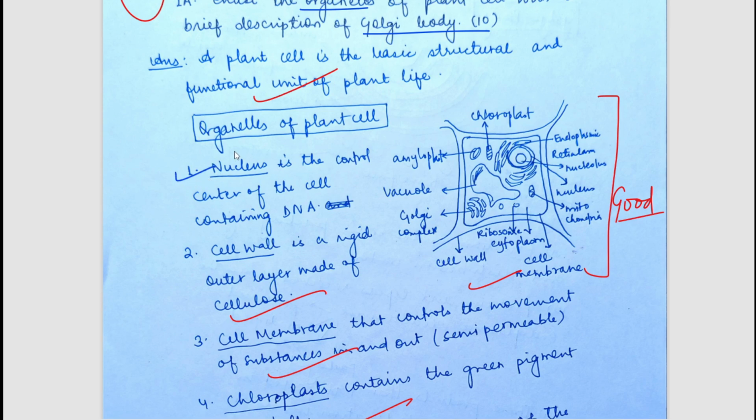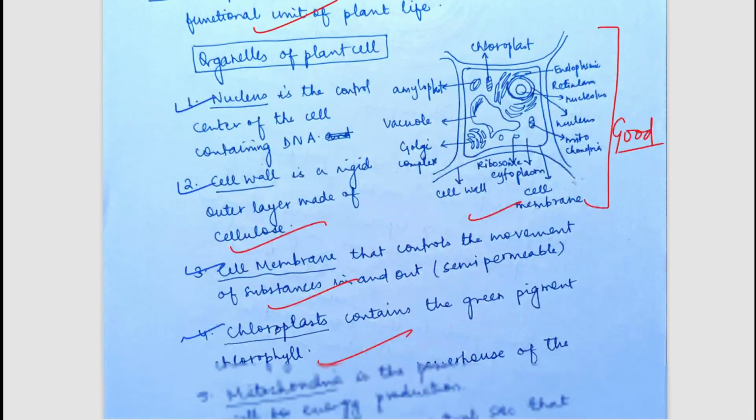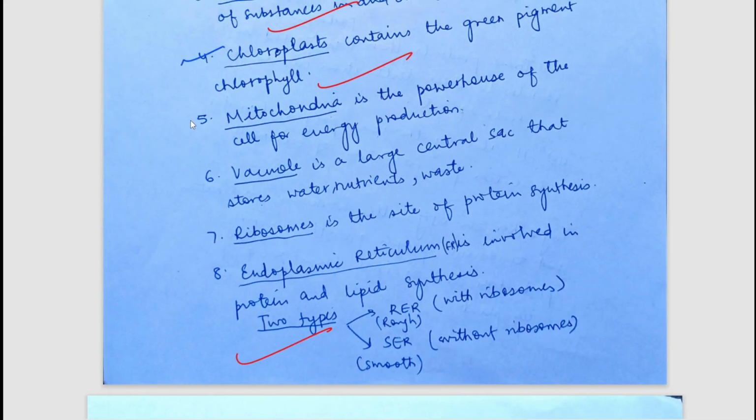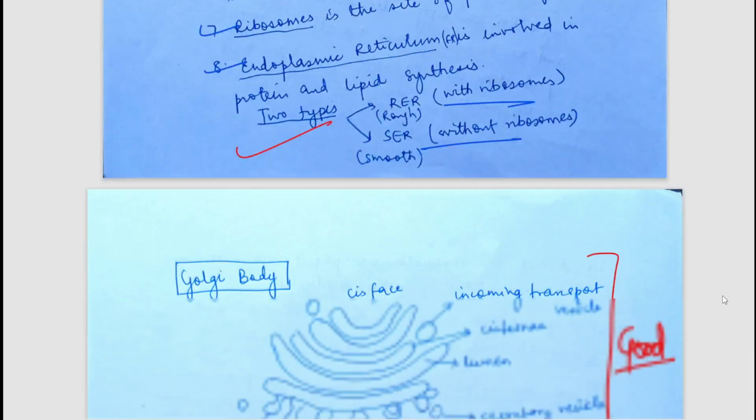The student has mentioned nucleus, cell wall, cell membrane, chloroplasts, mitochondria, vacuole, ribosomes, endoplasmic reticulum. Two types of endoplasmic reticulum, that is rough endoplasmic reticulum and smooth endoplasmic reticulum.